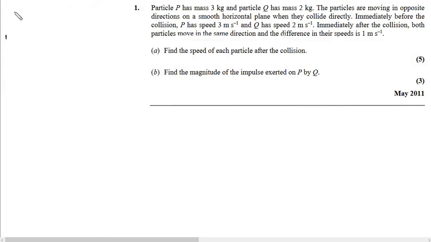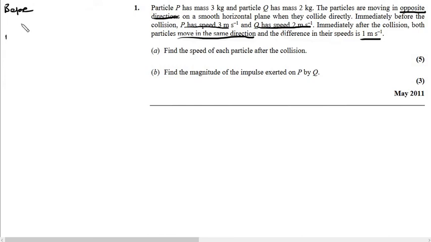Okay, so particle P has mass 3 kilograms and particle Q has mass 2 kilograms. The particles are moving in opposite directions on a smooth horizontal plane when they collide directly. Immediately before the collision, P has speed 3 meters per second and Q has speed 2 meters per second. Immediately after the collision, both particles move in the same direction, and the difference in their speeds is 1 meter per second. So the first thing I'll do is set up a diagram of what's happening before the collision and what's happening after.